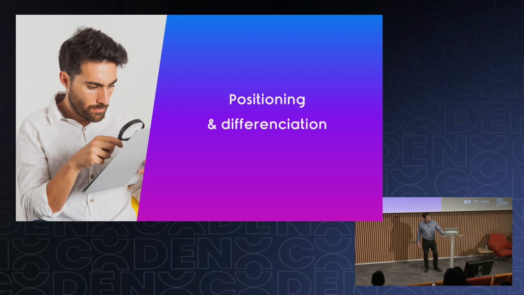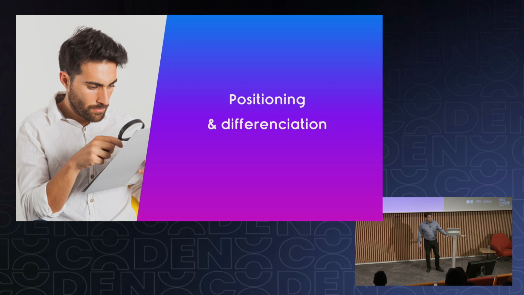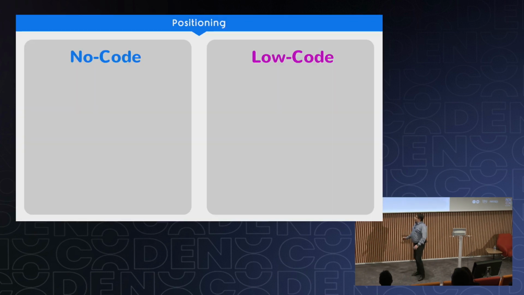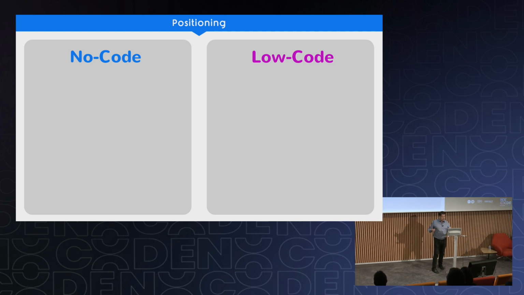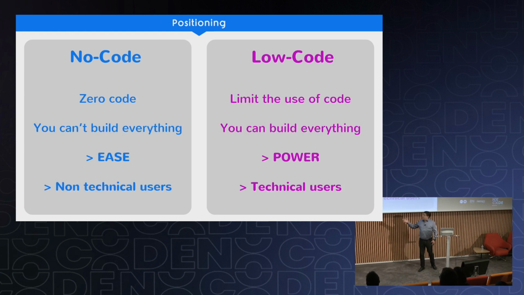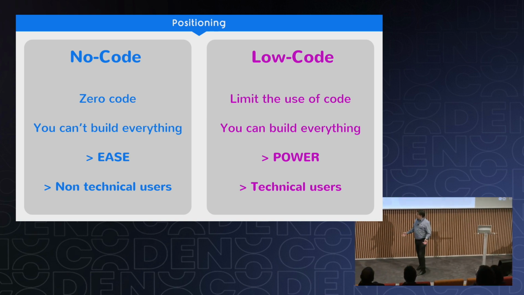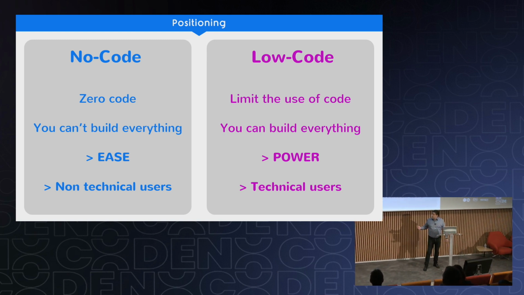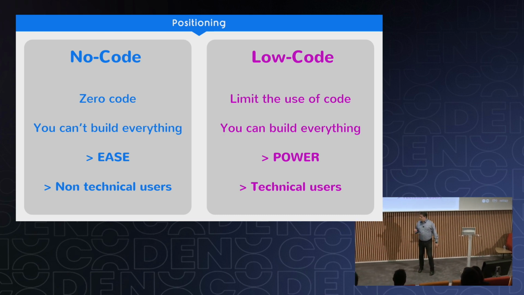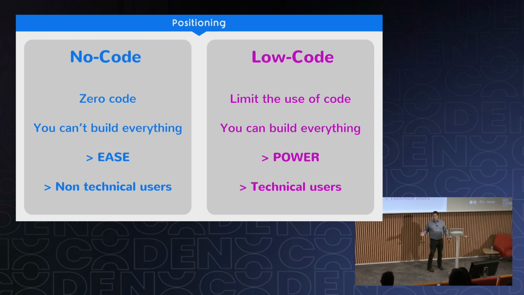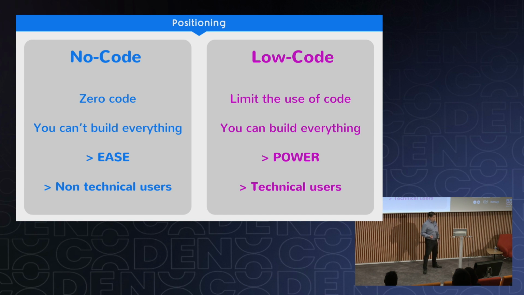So what are our positioning and differentiation in the landscape of no-code and low-code tools? Mainly, we have separated families of no-code on the one side and low-code on the other side. It's easy to understand by this caricature. With no-code tools, there's zero code. It's often specialized tools, so it's easy to use, and it's often for non-technical users, but of course technical users can use them. On the low-code side, the main purpose is to limit the use of code, but you can code, so you can build everything that you want. The main focus is on power. It's a powerful tool, and it's often for technical users, even if they say the inverse.